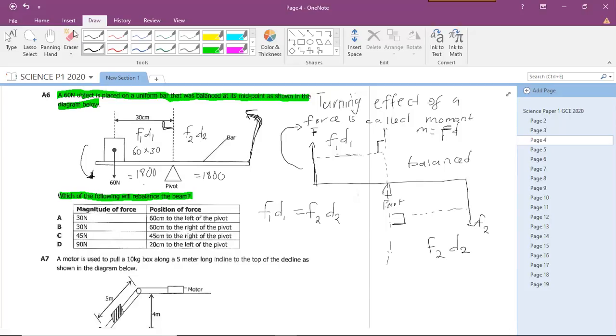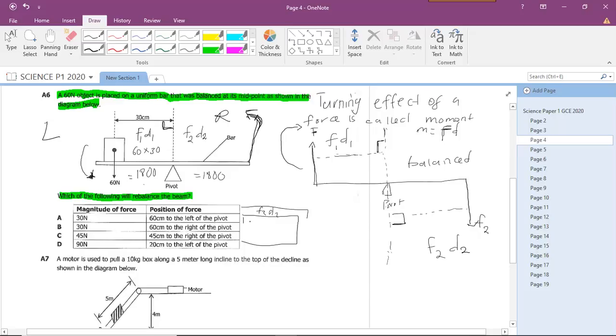So let's now start inspecting. We've been given our values here. Let's calculate the moments. Moment is force 2 times distance 2. The first one here is 30 newtons times 30 centimeters to the left of the pivot. So this is the left side, this is the right side. Let's multiply 30 times 60.